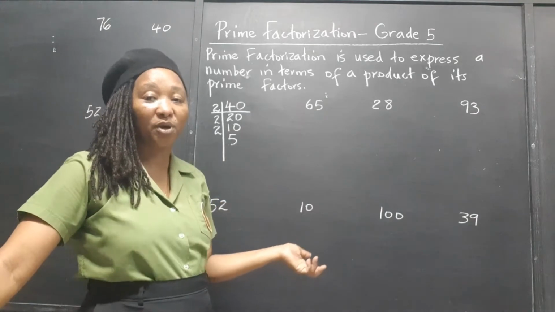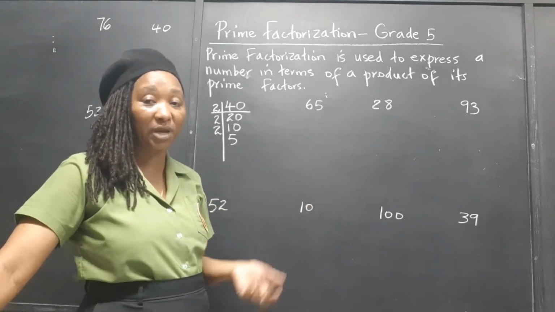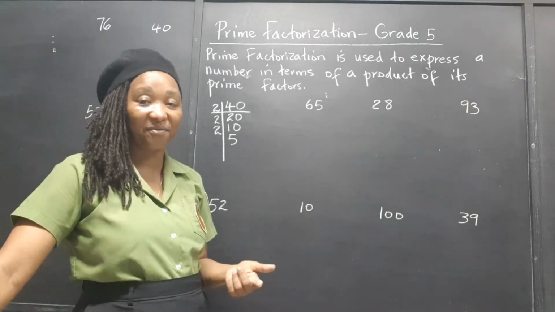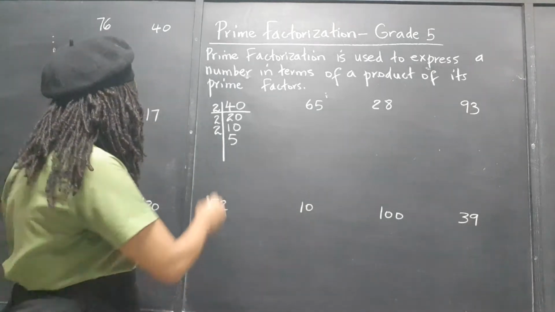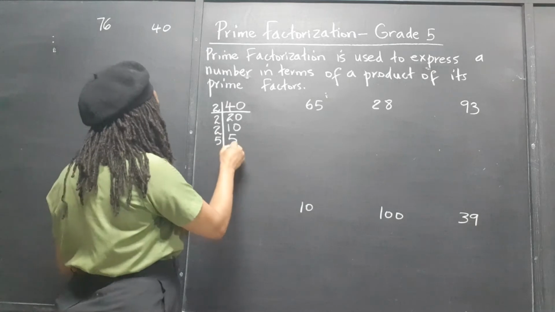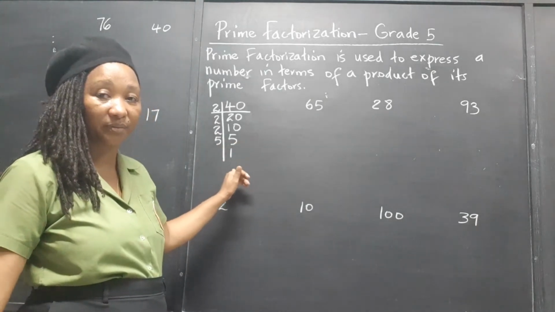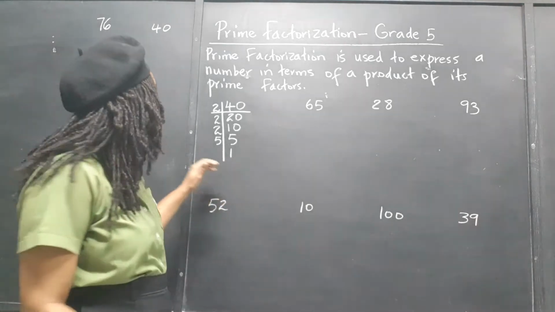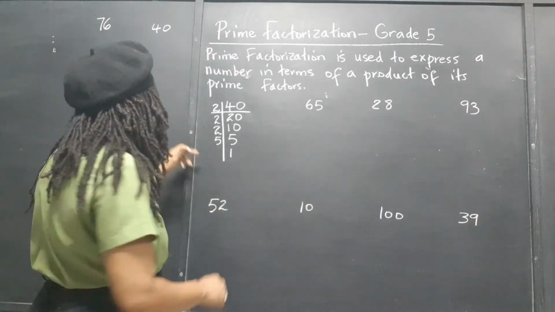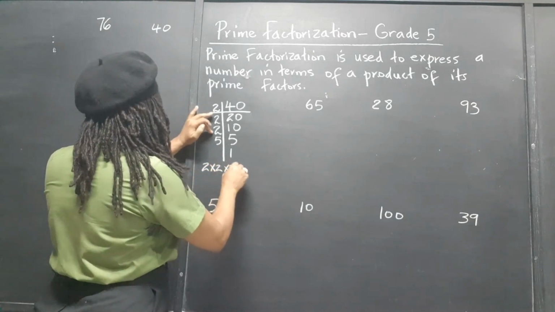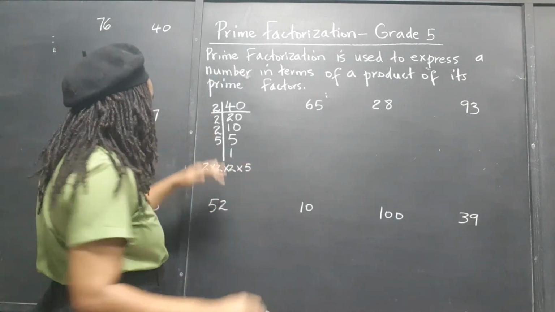The next prime number after 2 is 3, and 3 can't go into 5. The prime number after 3 is 5, which certainly can go into 5. So we put 5 into itself once. We know we're done when we end up with a 1 as the final result. So now we express this as 2 times 2 times 2 times 5.